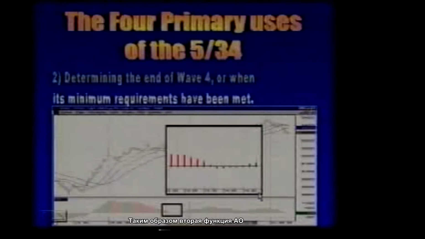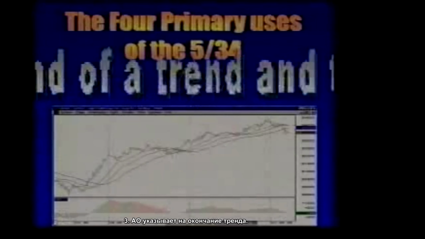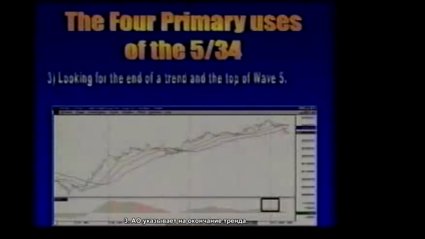So the second primary use of the 534 is to tell us when the minimum requirements for wave 4 have been met. Because if we're in a wave 4, we certainly don't want to trade this because 85% of all of our whiplashes happen in wave 4. We want to wait until this crosses 0 before we even start to look for a place to go long or short again. The third use is the end of a trend.